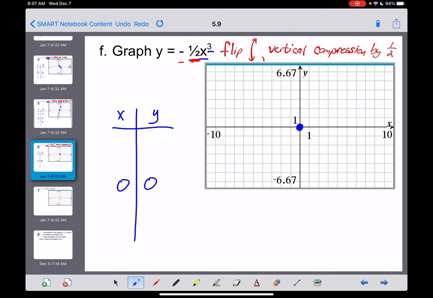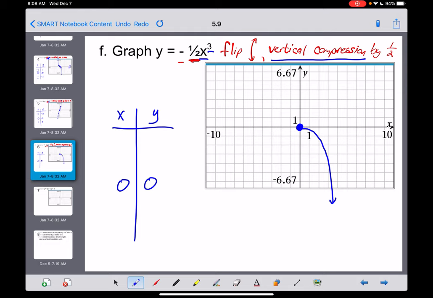So yeah, my starting point is in the right spot. But now, here's what I think, guys. First of all, this thing is flipped. Instead of going up on the right like the parent graph, this one's going to go down on the right. And the 1/2 makes the graph shorter, which makes it appear wider. So I think this graph is probably going to do something like this over there on the right-hand side.